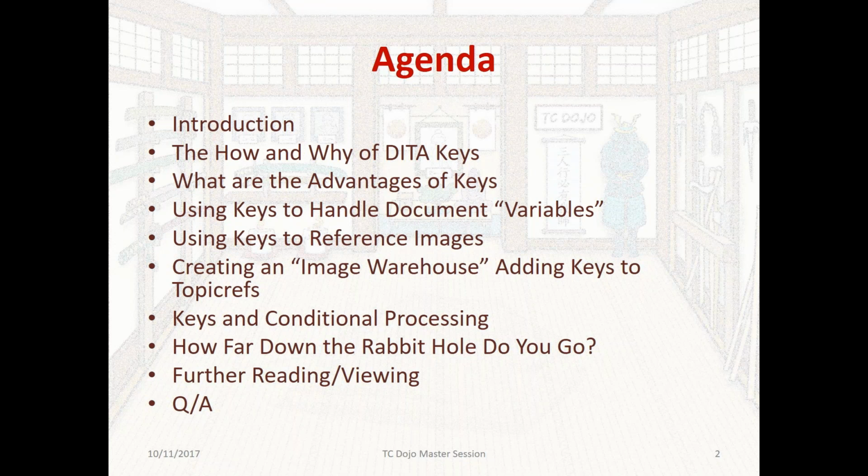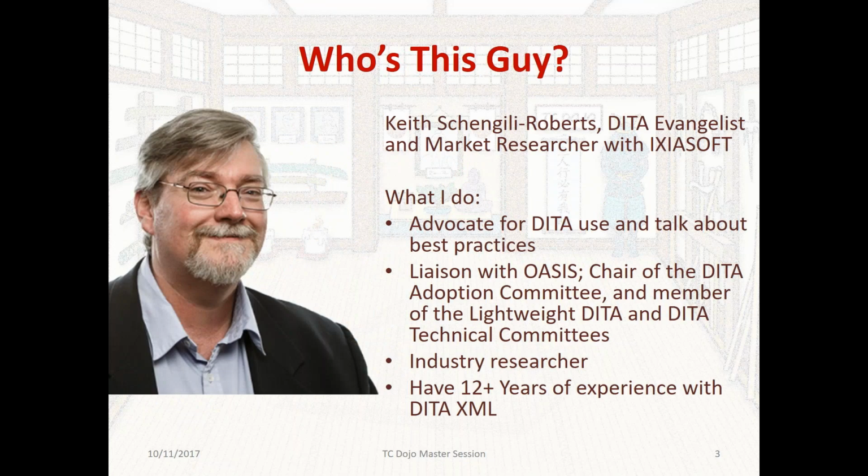adding, oh, actually that should be a separate line, adding keys to topic refs, then keys and conditional processing, and then looking quite seriously at, how far down the rabbit hole do you need to go when you're looking at keys? How far is too far? Because that is an issue that comes up, and so we'll explore that issue briefly. Then a list of some other items that I recommend in terms of reading and reviewing on the subject, and then a QA session.